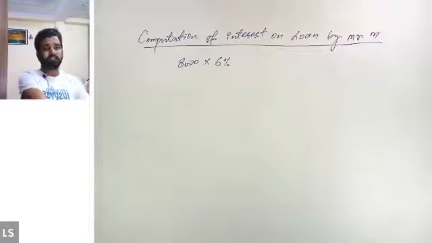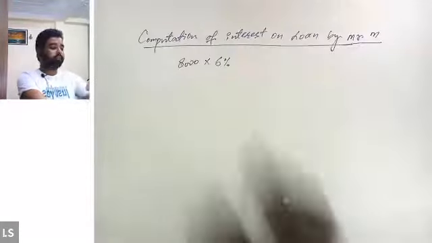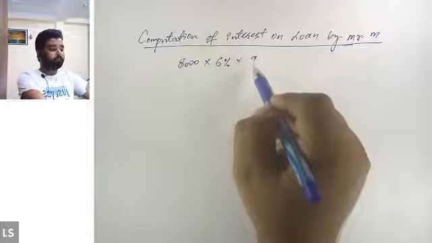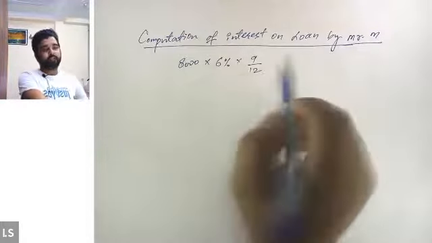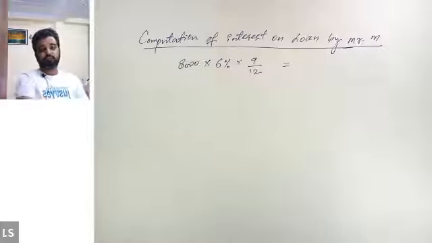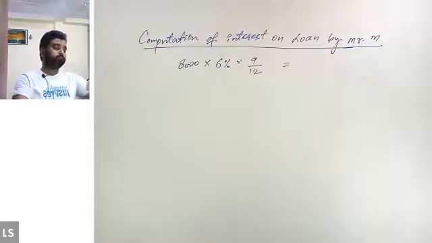So in our example, the amount has been borrowed in July and accounting is done on 31st March. So we will be paying the interest for the 9 month period. For 9 months, that means we need to multiply it by 9 divided by 12. Got it? So this is how we will be calculating the interest. Anyone, please tell me the total value after calculating this. 8,000 at the rate of 6% into 9 divided by 12. So it will be 360 rupees.